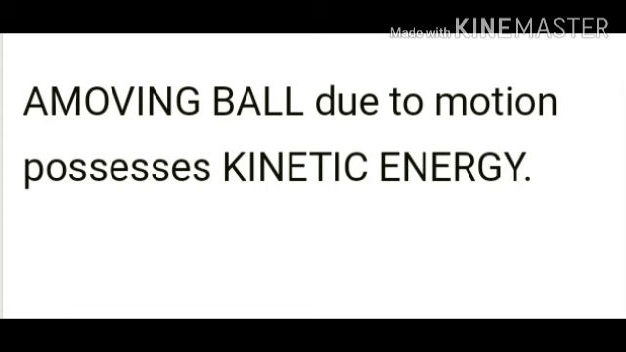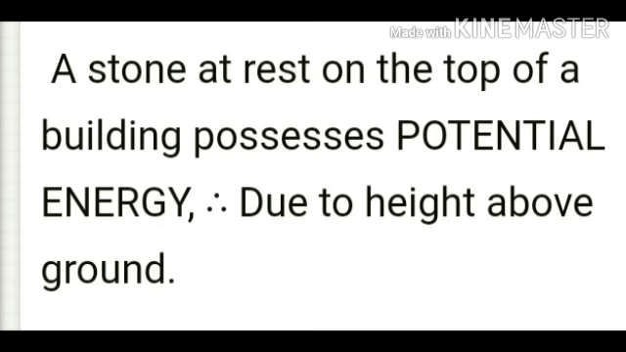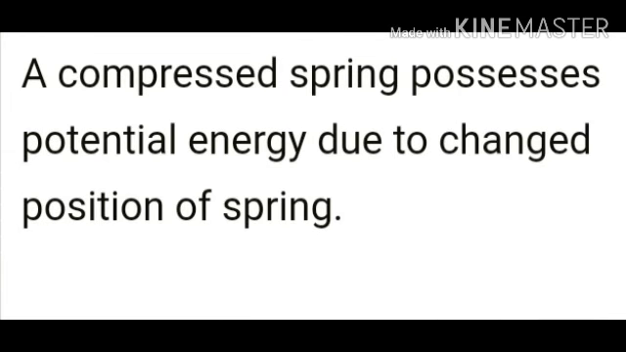Now your next question is, name the type of energy, either kinetic or potential, possessed by the following. A moving cricket ball. A moving ball due to motion possesses kinetic energy. Next, a stone at rest on the top of a building. A stone at rest on the top of a building possesses potential energy due to height above the ground. Now the next question, a compressed spring. A compressed spring possesses potential energy due to the changed position of the spring.